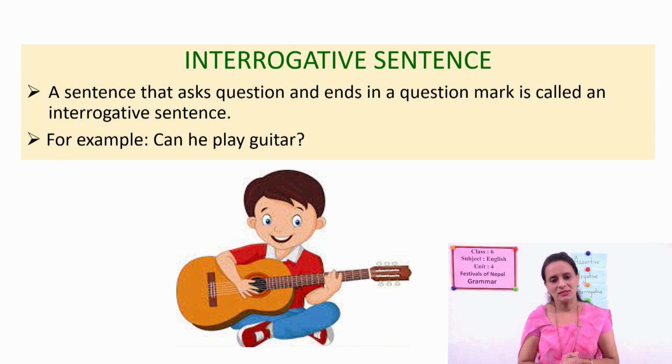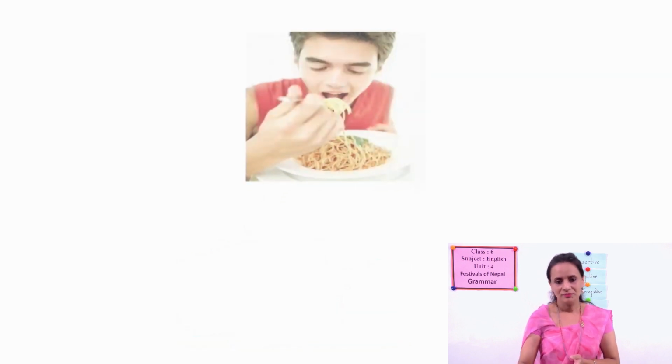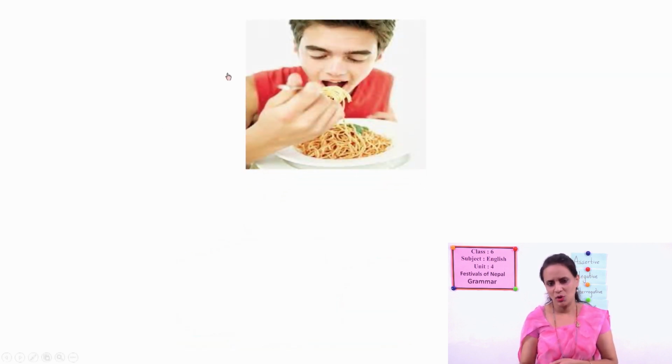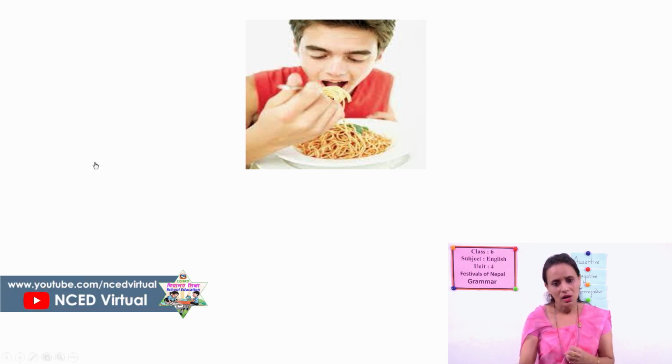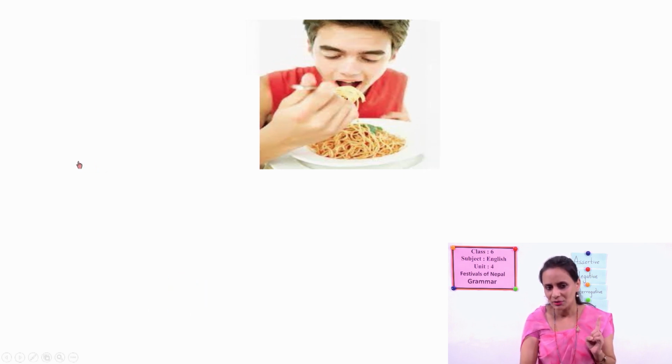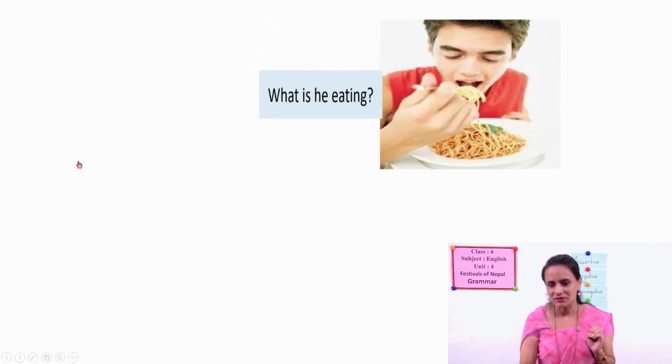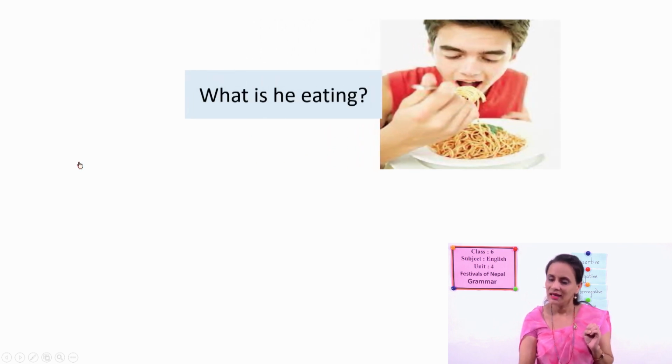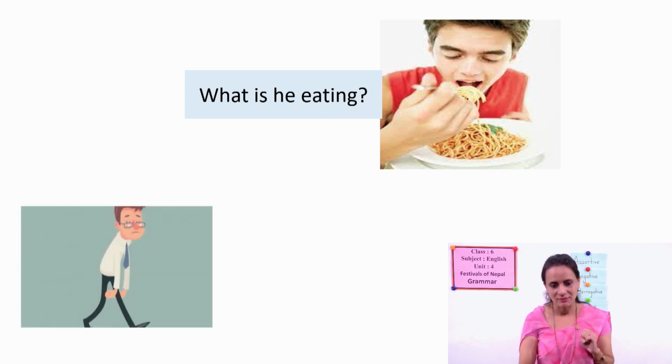Let's see more examples here with pictures. Okay, this boy is eating something. Then how will you form it in question form? How will you form it as an interrogative sentence? How? Okay, very good. What is he eating? What is he eating?